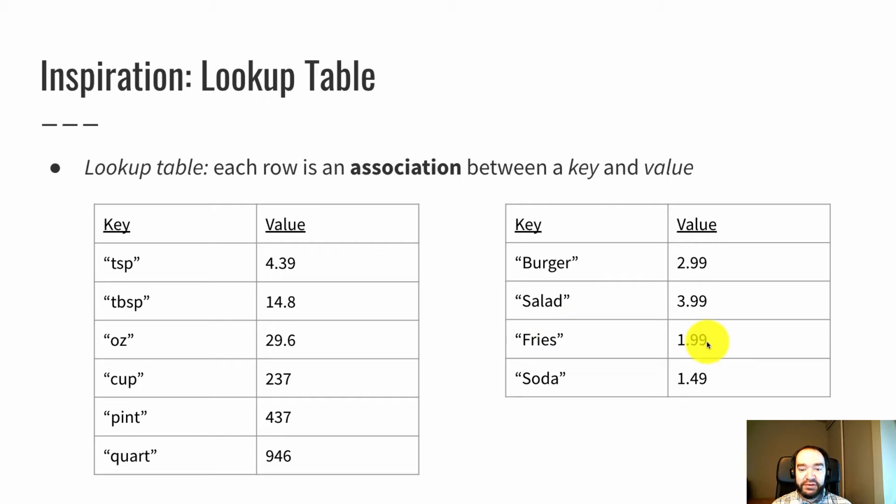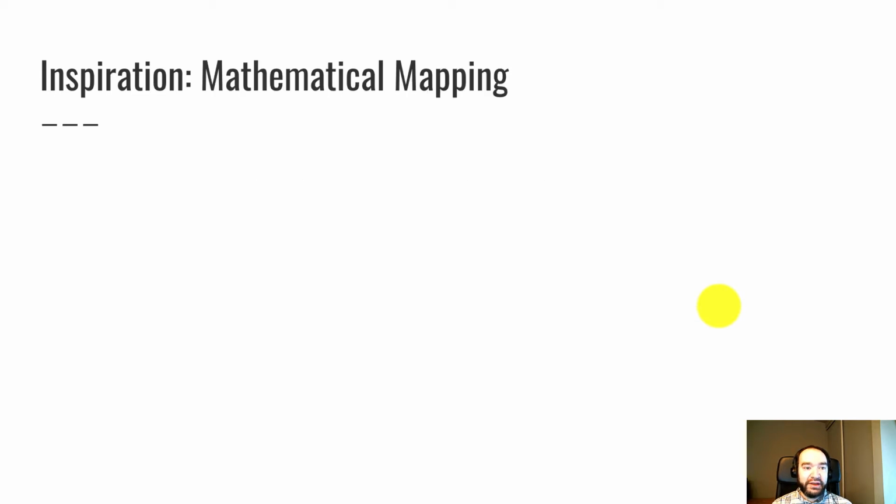And the way that we use these is if you wanted to search for a price, you would first have in mind the product you're looking for. You would scan the key column and look at the corresponding value row. So if I want to know the price of a salad, I would look in the key column until I find the salad row and then look over at the value. It's $3.99.